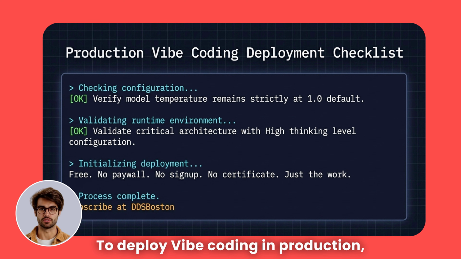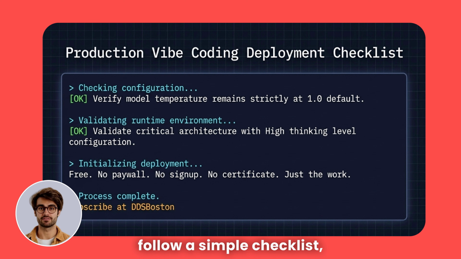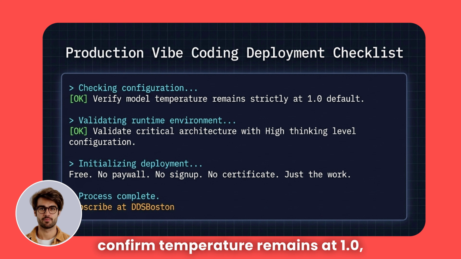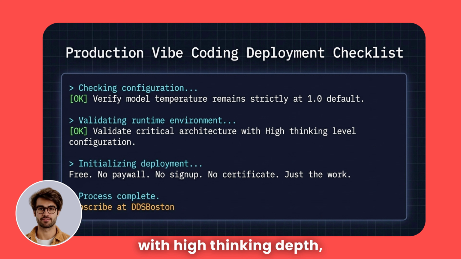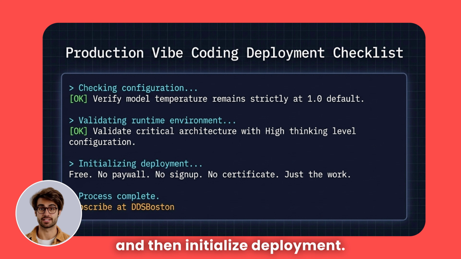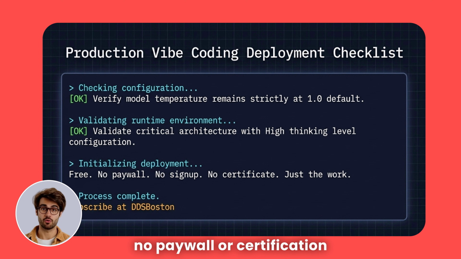To deploy vibe coding in production, follow a simple checklist. Confirm temperature remains at 1.0. Validate critical architecture with high thinking depth, and then initialize deployment. The workflow is free and ungated. No paywall or certification required, so teams can focus entirely on delivering value.